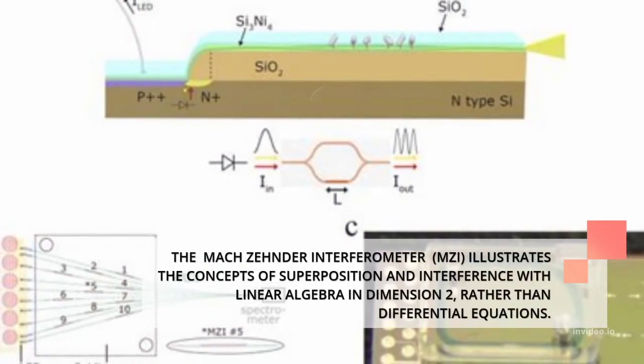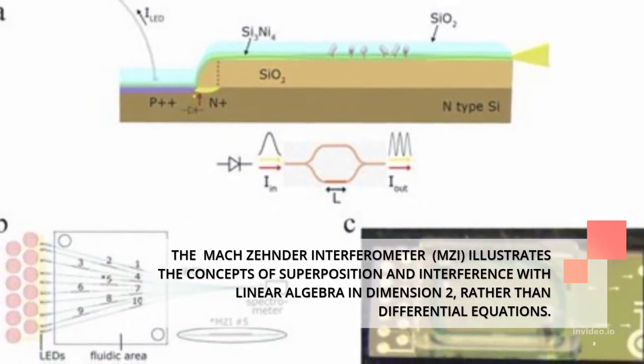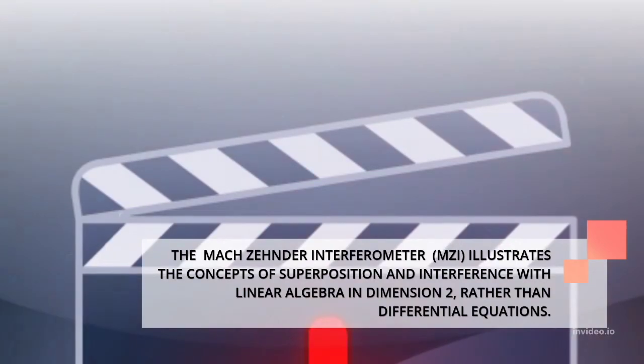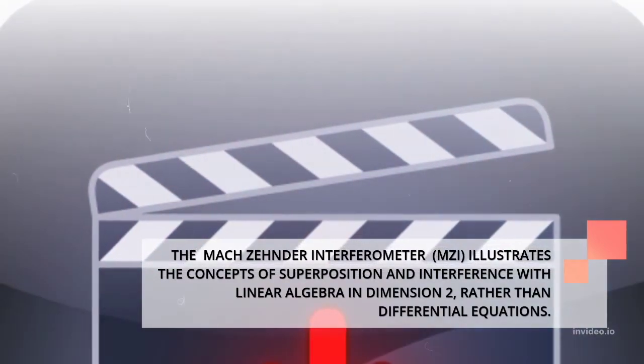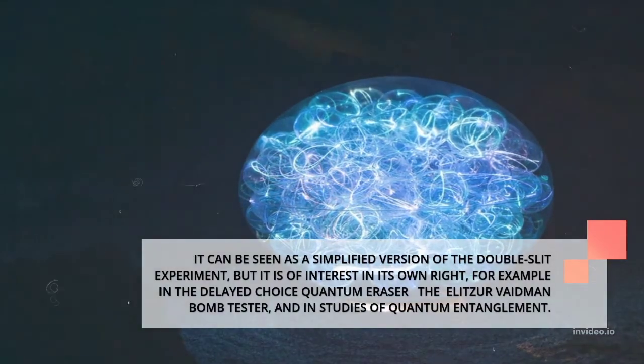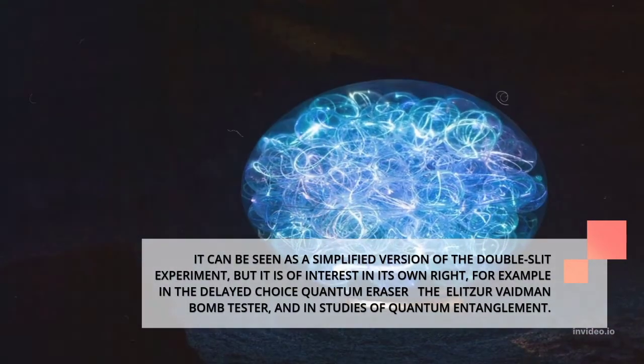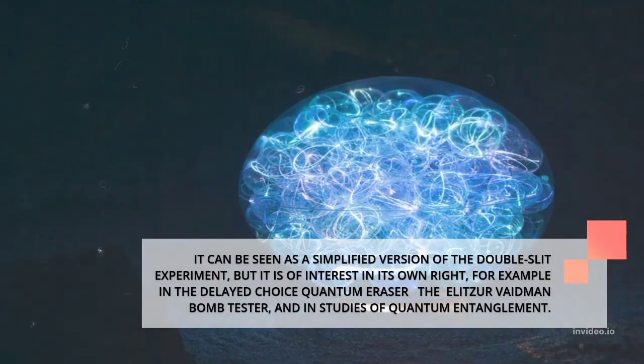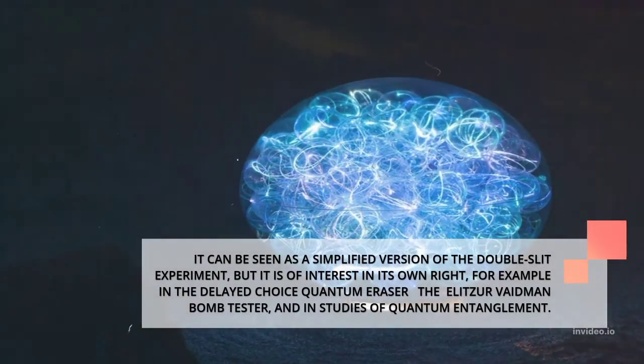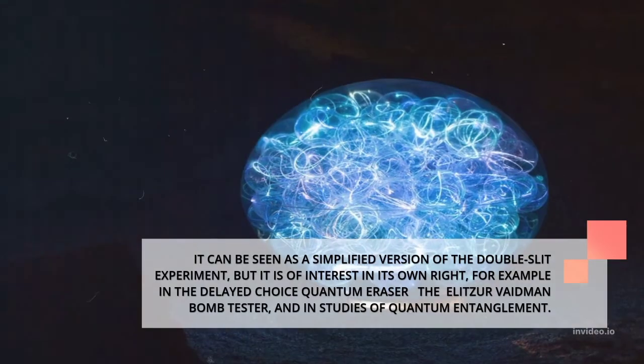Mach-Zehnder interferometer. The Mach-Zehnder interferometer (MZI) illustrates the concepts of superposition and interference with linear algebra in dimension 2, rather than differential equations. It can be seen as a simplified version of the double-slit experiment, but it is of interest in its own right, for example in the delayed choice quantum eraser, the Elitzur-Vaidman bomb tester, and in studies of quantum entanglement.